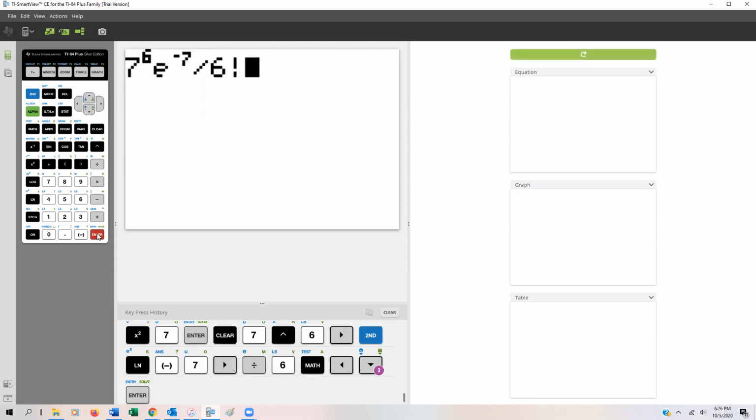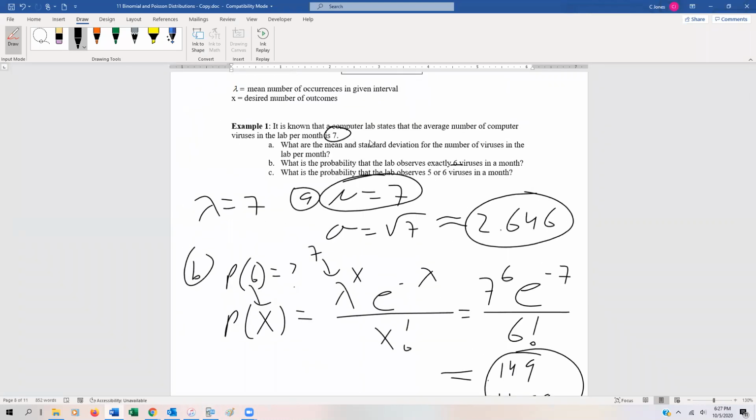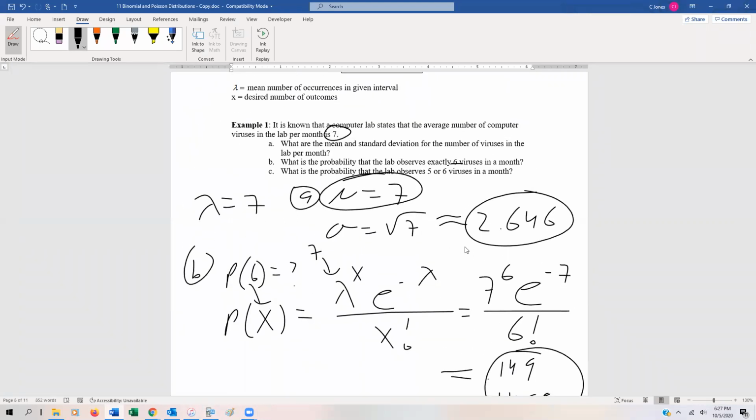If you missed it, just watch the video a few more times and practice it until you get it ingrained in your head. 0.149 is your probability. Really nice and easy. So this is 0.149 or 14.9%. It's not completely out of the question that there could be 6 viruses in the lab in a month, given that 7 is the average.